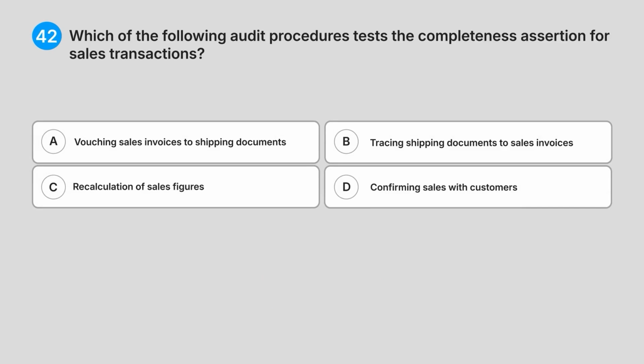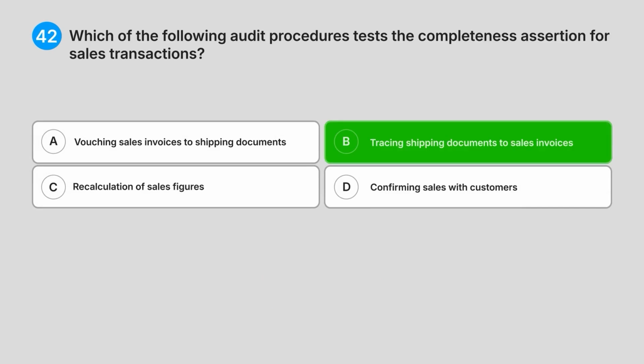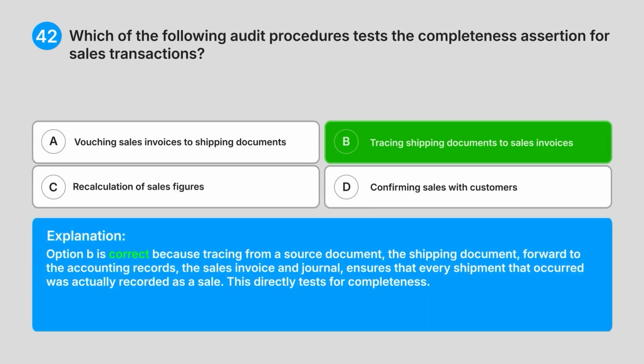Correct answer. B. Tracing shipping documents to sales invoices. Explanation. Option B is correct because tracing from a source document, the shipping document, forward to the accounting records, the sales invoice and journal, ensures that every shipment that occurred was actually recorded as a sale. This directly tests for completeness.